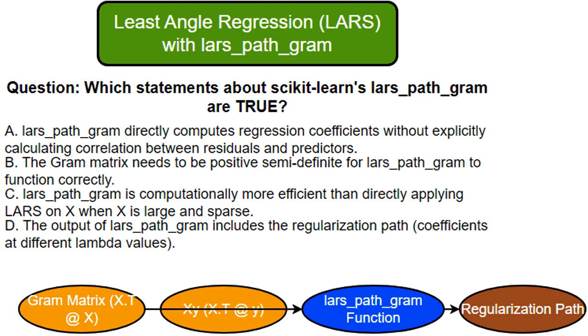Least angle regression is a method for fitting linear models. The lars_path_gram function is a specific, efficient way to implement it, making use of the gram matrix to speed things up, especially for large datasets. This is a multiple-choice question testing your understanding of the lars_path_gram function. You will need to assess the accuracy of several statements concerning its properties, function, and advantages.